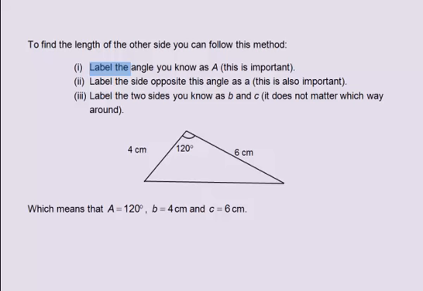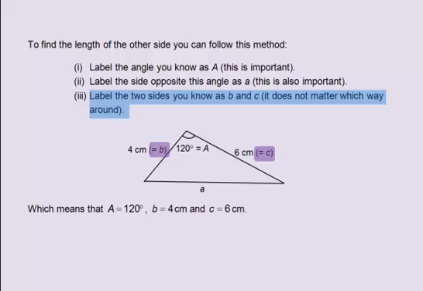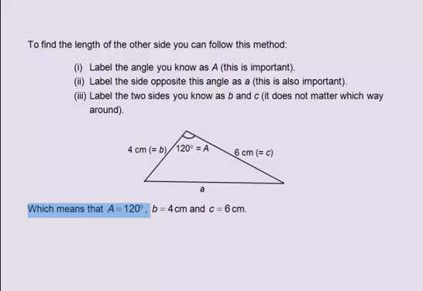1. Label the angle you know as uppercase A. This is important. Like this. Label the side opposite this angle as lowercase a. This is also important. Like this. Label the two sides you know as lowercase b and lowercase c. It does not matter which way around. Like this. Which means that uppercase A equals 120 degrees, lowercase b equals 4 centimetres, and lowercase c equals 6 centimetres.